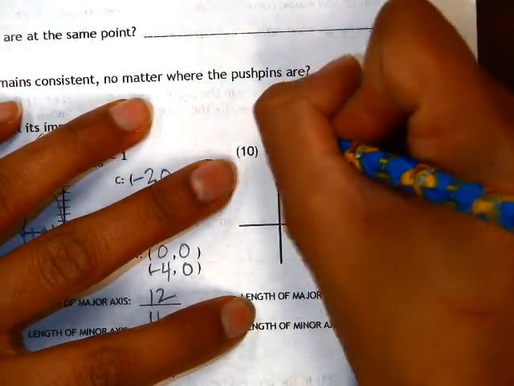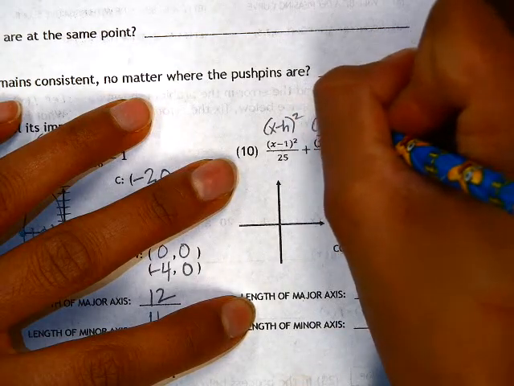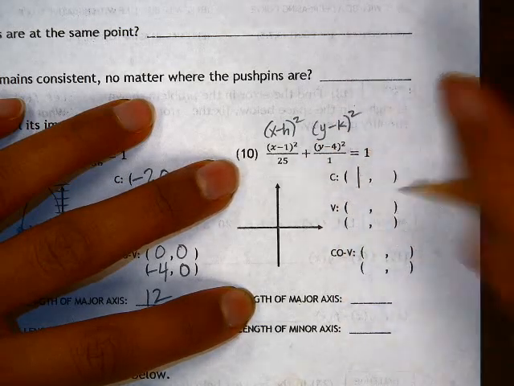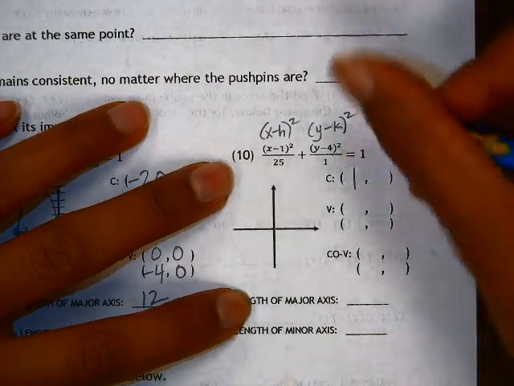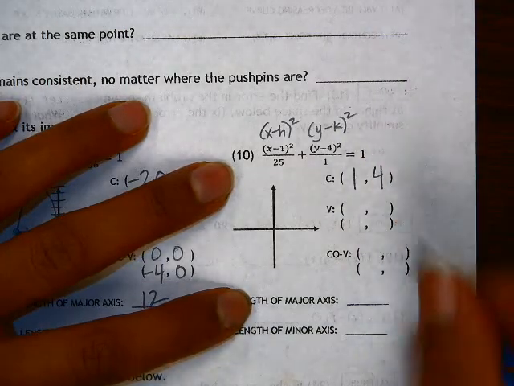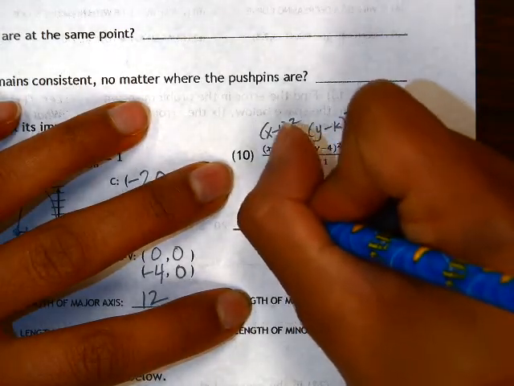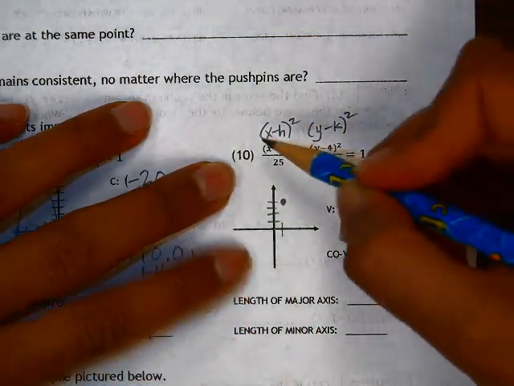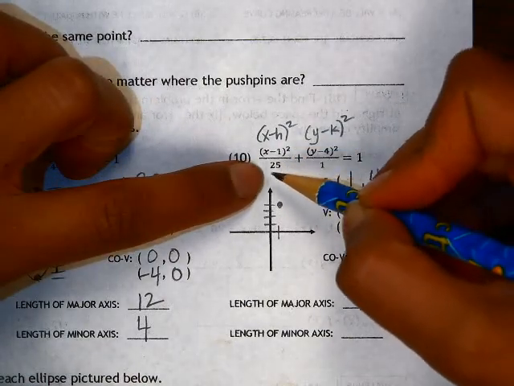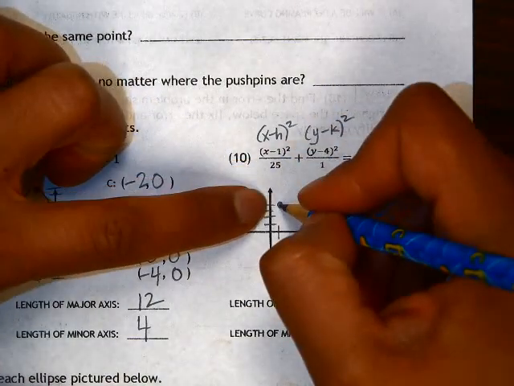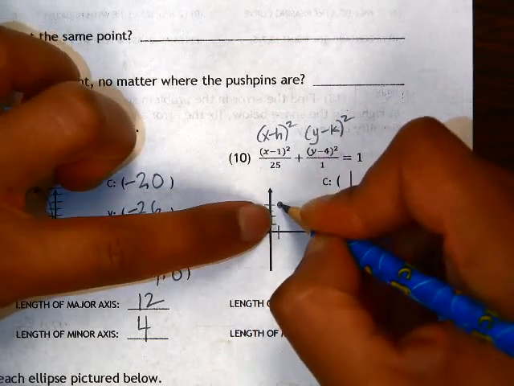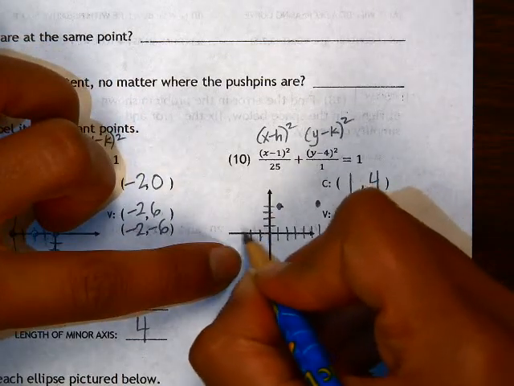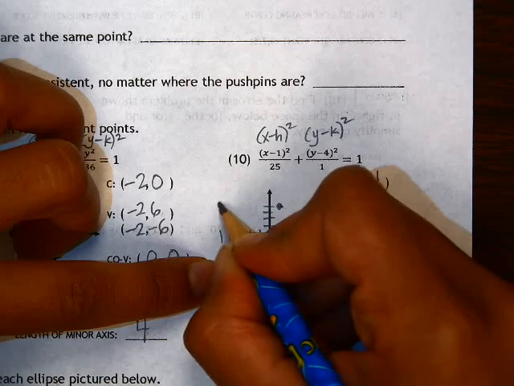All right, and our last graph, number 10. The center, so if we compare this to our x minus h squared and our y minus k squared, h is equal to 1. That's the x value of the center. K is equal to 4. That's the y value of the center. So my center is here at 1, 4. And in the x direction, we need to take the square root of 25, which is 5. And I need to count positive 5 and negative 5 from the center. So positive 5 and then negative 5 in the x direction.